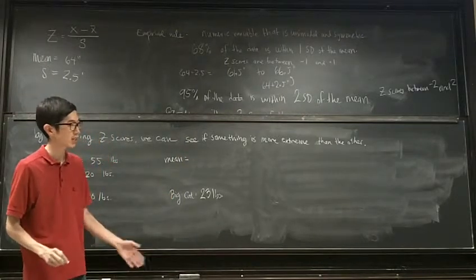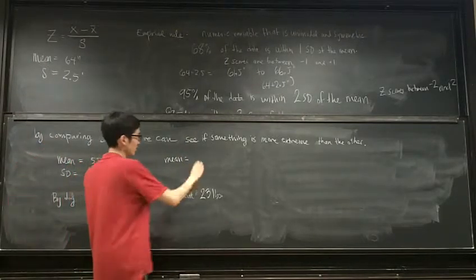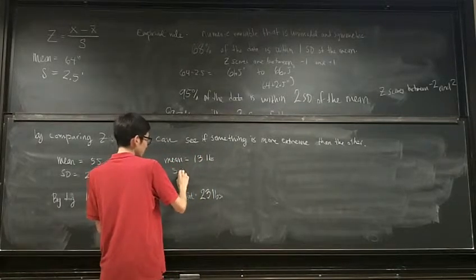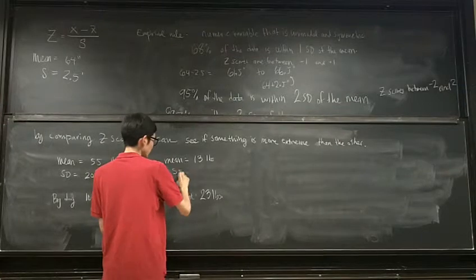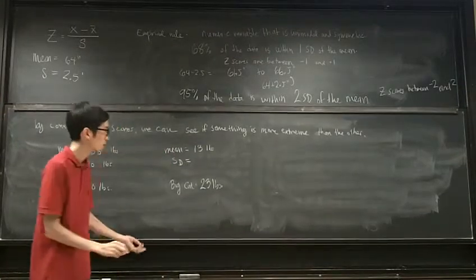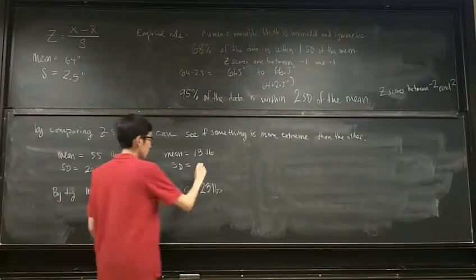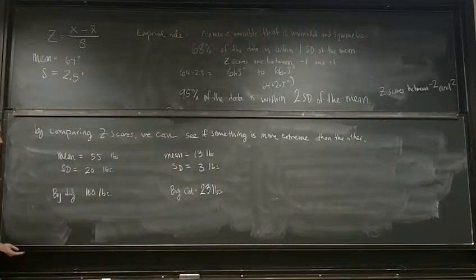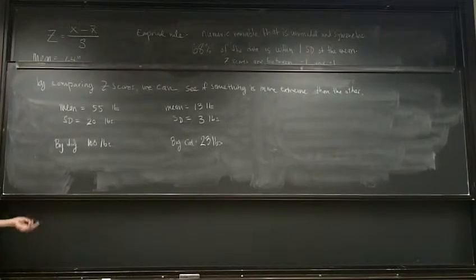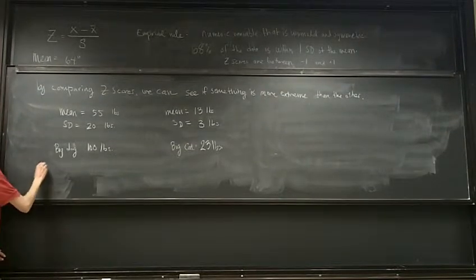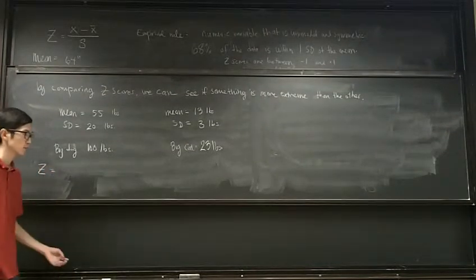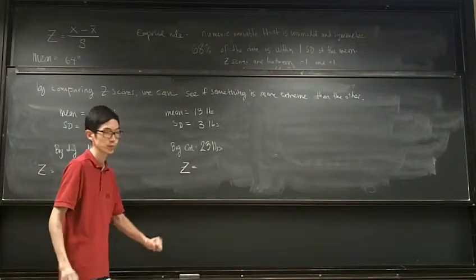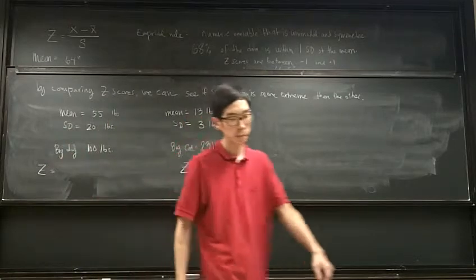And maybe the mean weight of a cat, I don't know, what's the average weight of a cat? 12 pounds? 13 pounds? Who knows? I'm making up numbers. Standard deviation, let's say, is 3 pounds. Okay, tell me, what is the z-score of the dog and what is the z-score of this big cat? Go.